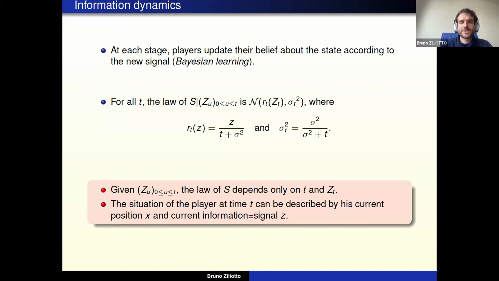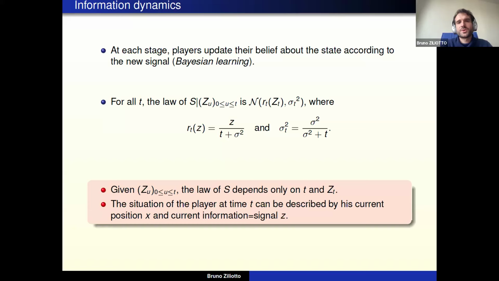So to summarize, given all the past signals, my belief about S only depends on T and my last signal Z_T. So Z_T is a sufficient statistic for all the information I get. And so it will allow us to describe the situation of each player, in terms of information, by just his current signal Z, and of course we need the current position. So at the end, the mean field game system that we will write will be somehow a mean field game where there is an extended space variable that encapsulates both the position and the current signals.